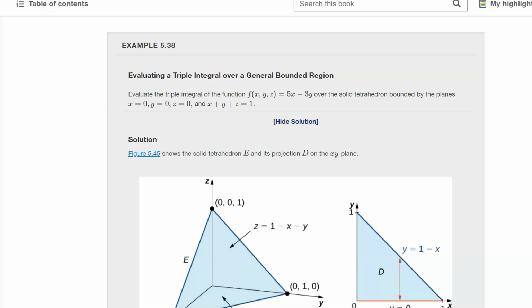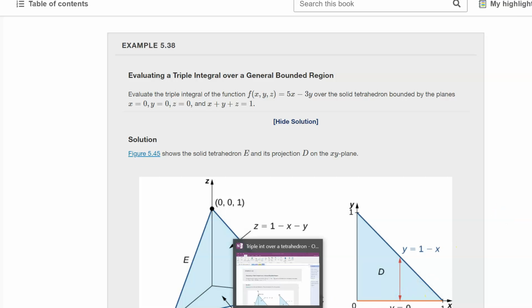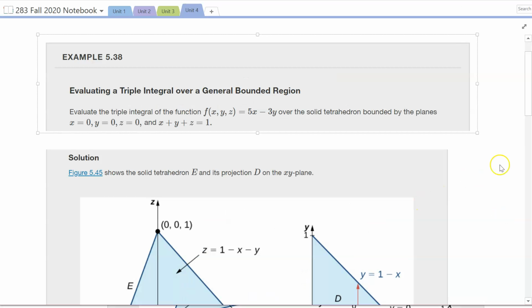Welcome. In this video we're going to discuss a couple examples with triple integrals and triple integrals over tetrahedrons. There's two examples from the OpenStax book that I want to explain. The first one is example 5.38, and there's examples like this showing up in our homework.